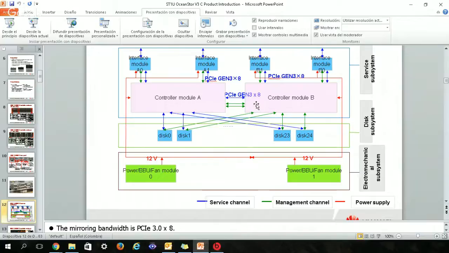Those controller modules are connected to PCIe Gen3 x8, and it is basically saying that it has eight lanes to connect from each controller module.